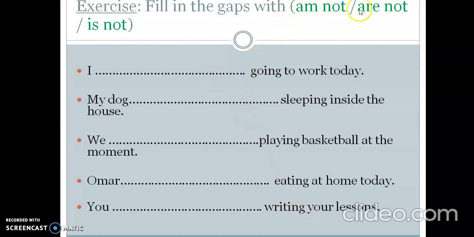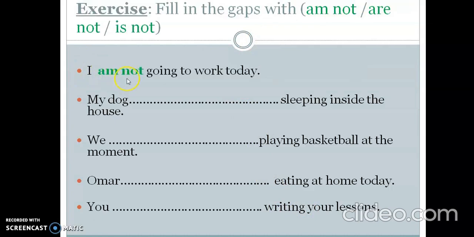For example, we have the subject is I. So the answer is I am not going to work today. So try to do the same for 2, 3, 4, 5 on your copybook. You choose one of the following options, either am not, are not, or is not.